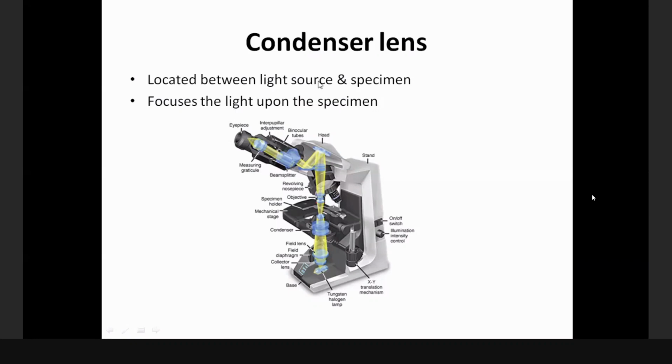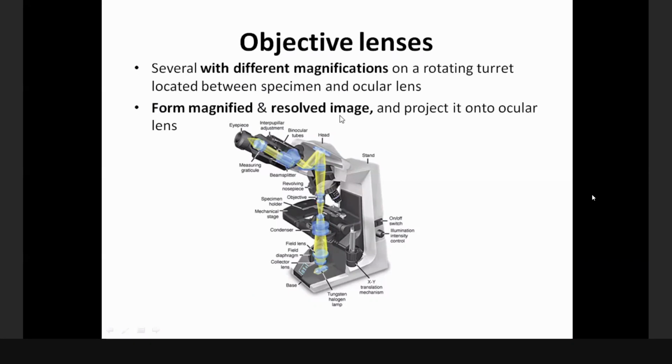It has no function of magnification, no resolution. The function of the condenser lens, as the name indicates, is to condense, to focus the light upon the specimen, where the light should cross the specimen and form an image in the objective lens. So the objective lens is put above the specimen. We need to have choices here. Several objective lenses should be available. So a microscope should have at least about 3 objective lenses of different powers.